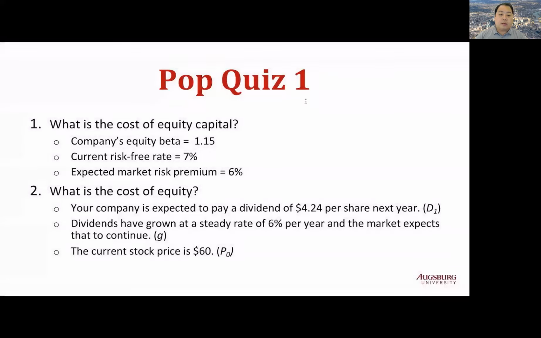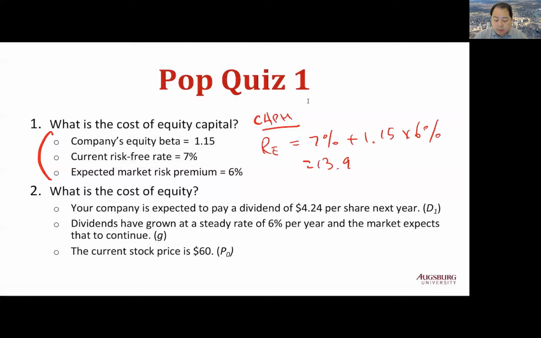First part quiz, there are 2 questions. Find the cost of equity of each question. The first question, we have beta, risk-free rate, market risk premium. So we should use CAPM. The cost of equity equals the risk-free rate 7% plus beta 1.15 times 6% market risk premium, which is 13.9%.